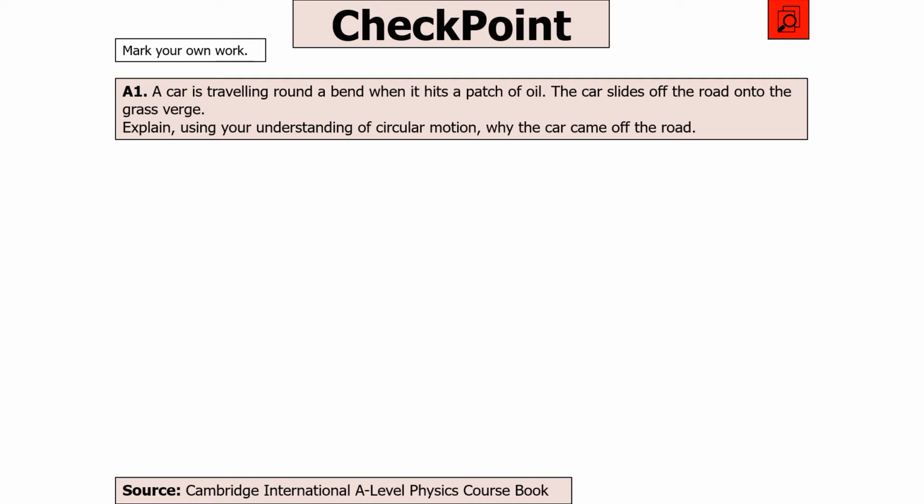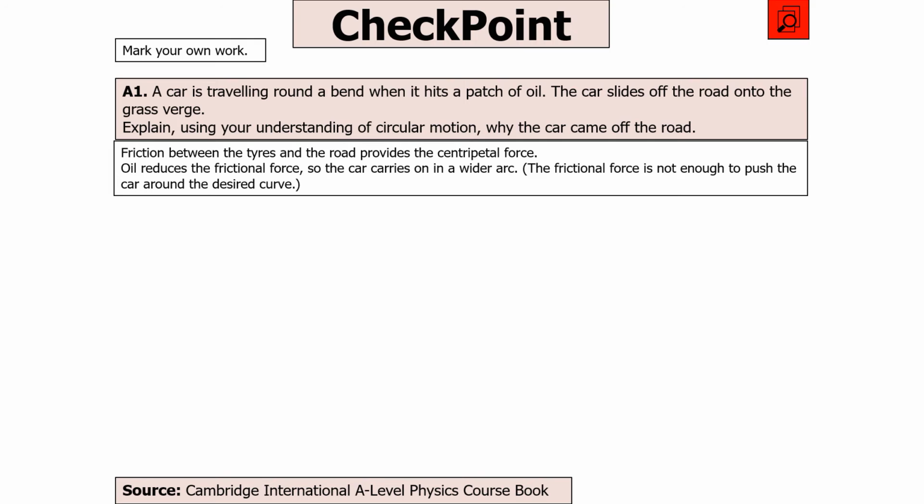Right, so what's happening is we know that the centripetal force in this case is the resultant force towards the centre of the circle. So that is the friction between the tyres and the road. Now therefore, if you've got oil on the road, you're going to reduce this value of frictional force. So therefore, the frictional force is not enough to push the car around in the desired curve. So therefore, it has to be in a wider arc because the value of F is lower. So therefore, it's going to hit the grass verge.